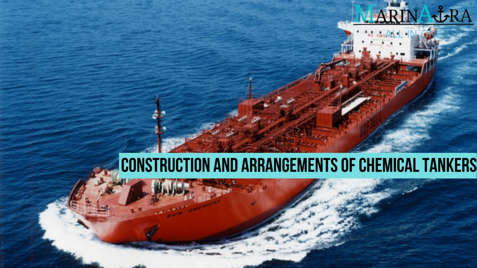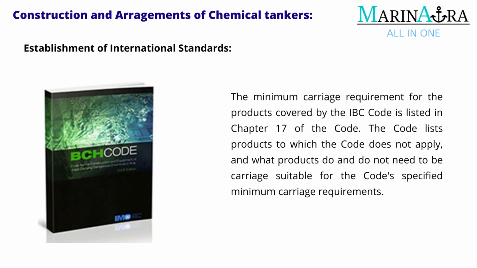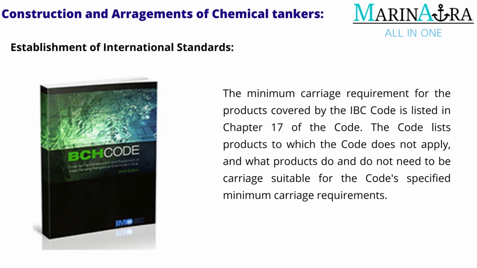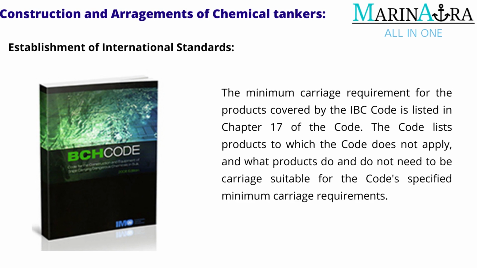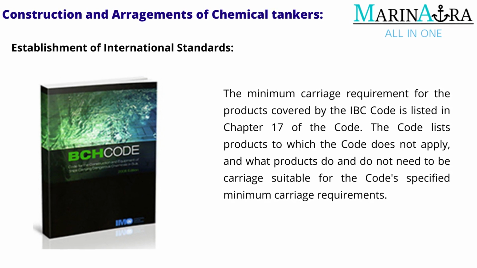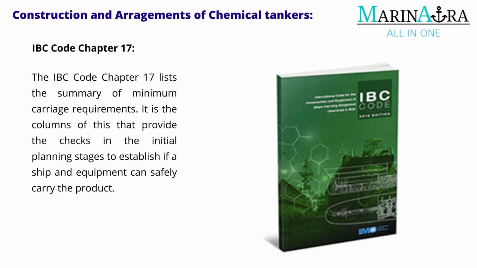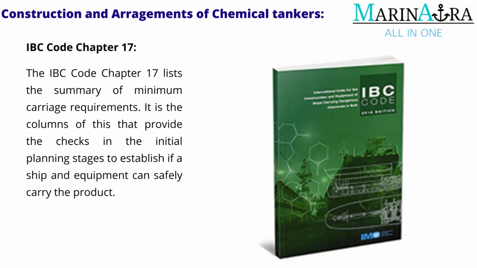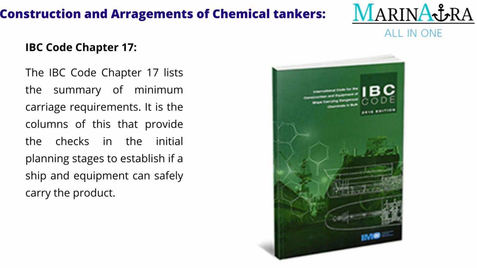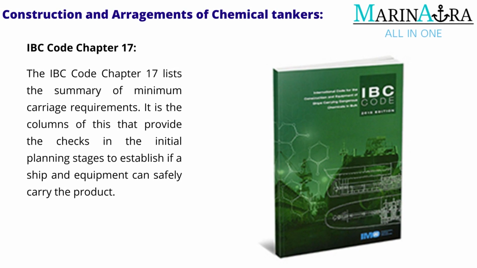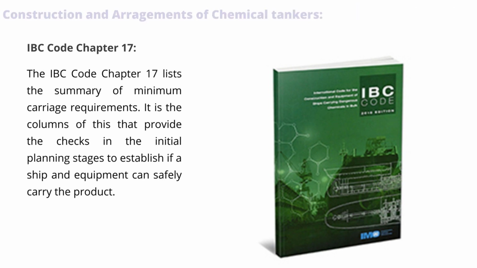In today's video, let's see the construction and arrangements of chemical tankers. Establishment of international standards. The minimum carriage requirement for the products covered by the IBC Code is listed in Chapter 17 of the code. The code lists products to which the code does not apply, and what products do and do not need to be carried suitable for the code's specified minimum carriage requirements. IBC Code Chapter 17 lists the summary of minimum carriage requirements. It is the columns of this that provide the checks in the initial planning stages to establish if a ship and equipment can safely carry the product.